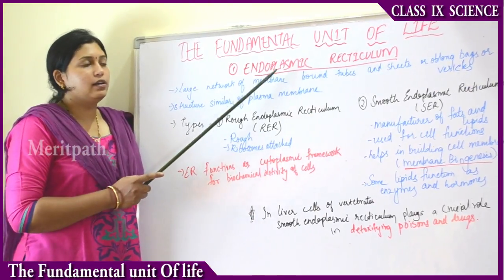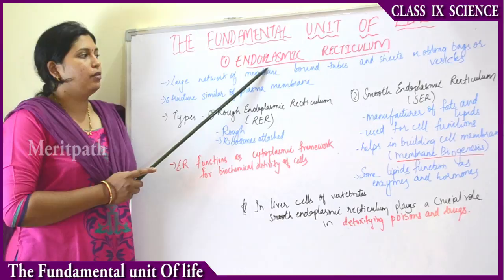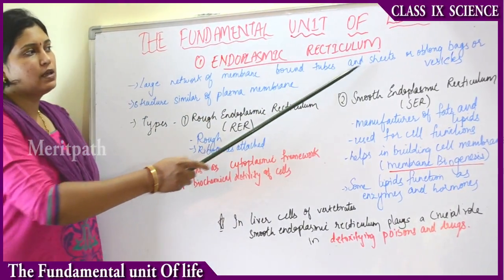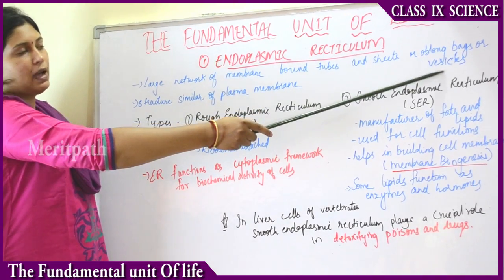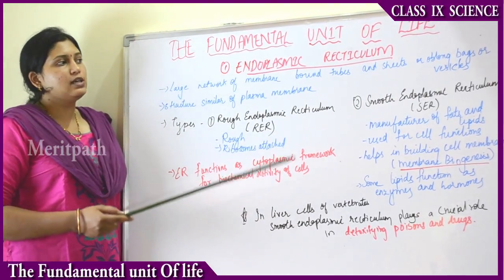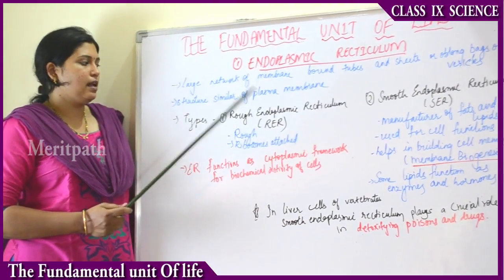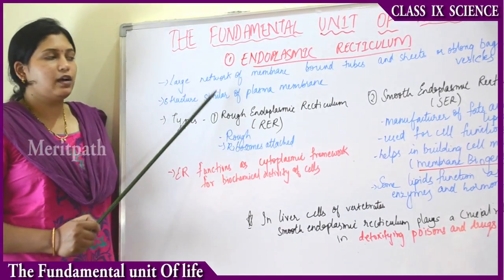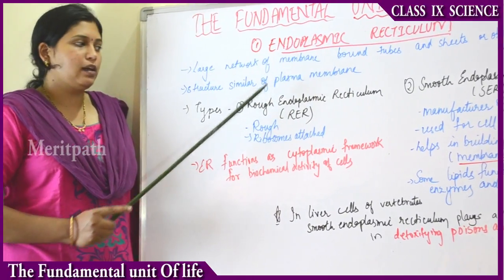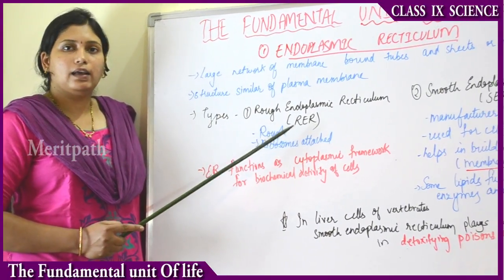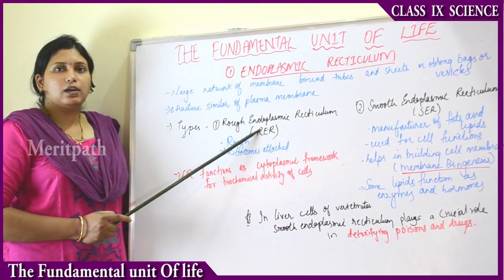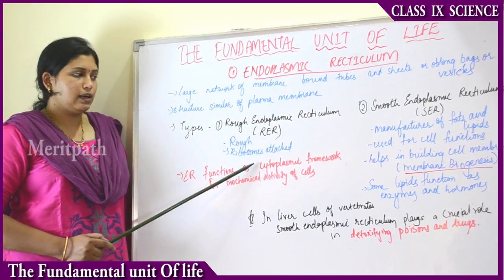So the first cell organelle we are going to deal with is endoplasmic reticulum. Endoplasmic reticulum is a large network of membrane bound tubes, sheets, bags or vesicles. The structure of endoplasmic reticulum is similar to that of plasma membrane. There are 2 types of endoplasmic reticulum: rough endoplasmic reticulum, RER, and smooth endoplasmic reticulum, SER. Rough endoplasmic reticulum is rough because there are ribosomes attached to it.